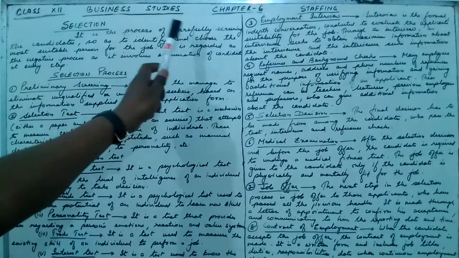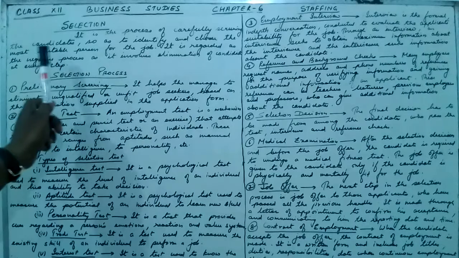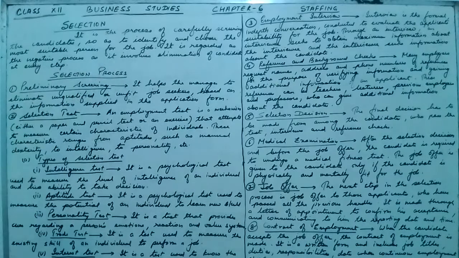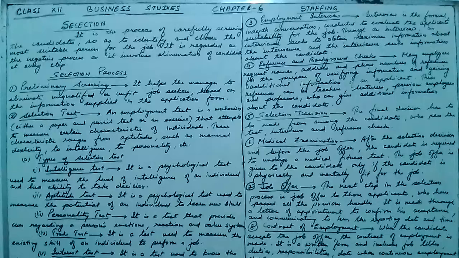Selection is the process of carefully screening the candidates to identify and choose the most suitable person for the right job. So in selection, what is done? Careful screening of the candidates is done. Why? To identify and choose the most suitable candidate for the job. It is regarded as a negative process as it involves elimination of candidates at every step. So it is a negative process because there is an elimination of candidates at each and every step.